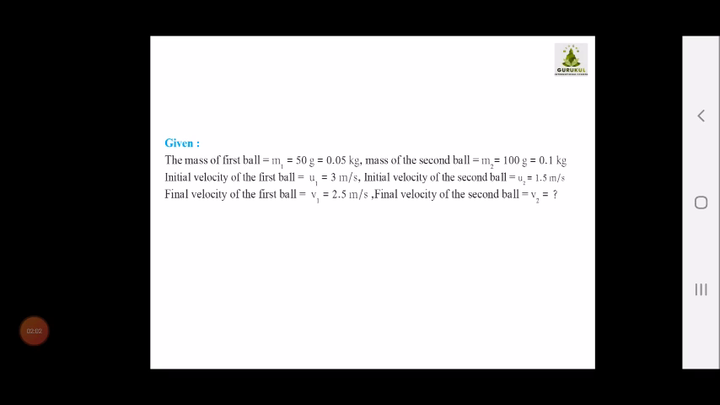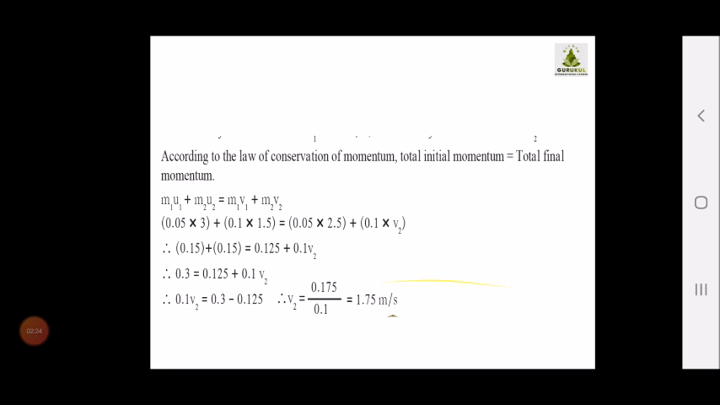The initial velocity of the first ball will be u1, and the initial velocity of the second ball will be u2. The final velocity of the first ball will be v1 and the final velocity of the second ball will be v2, but we have to calculate it. v2 is unknown. So how are we going to calculate? Now, according to the law of conservation of momentum, we can say that the total initial momentum is equal to the total final momentum. You have to insert the formula: m1 u1 plus m2 u2 is equal to m1 v1 plus m2 v2.